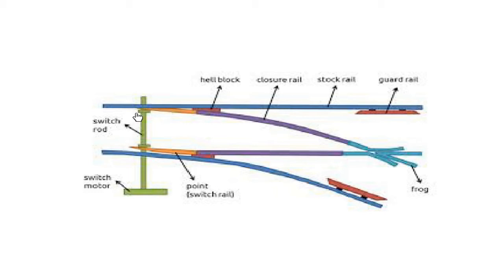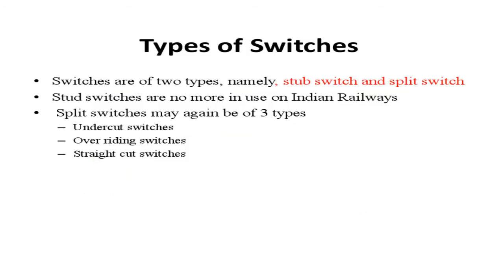Now, when the switch is made such that it is moved to the downward position, then here a gap will be formed and here the tapered rail will come in close to the stock rail. Then here you can see a gap will be formed, then the train will move like this. Since this is flush, the flanges will come over this and they will move to the straight track. So this is how the trains change their track.